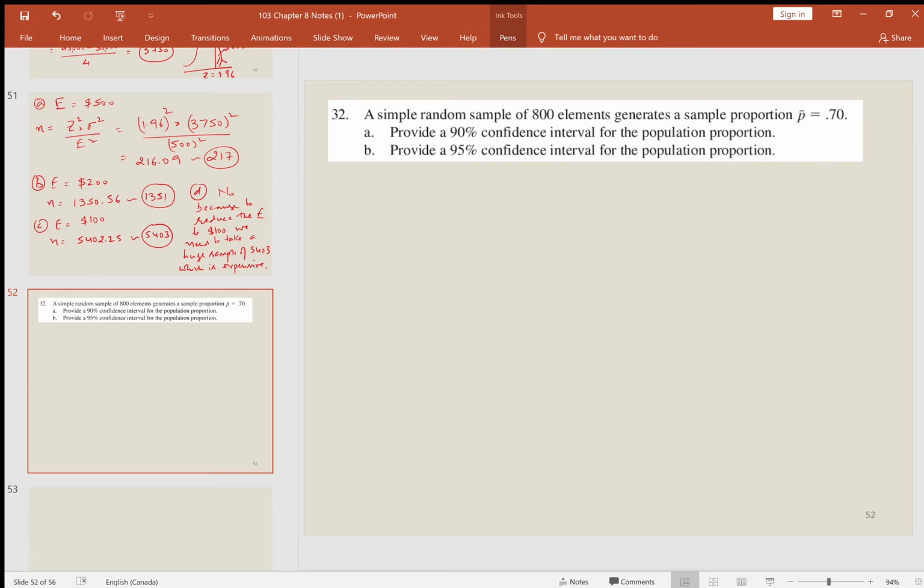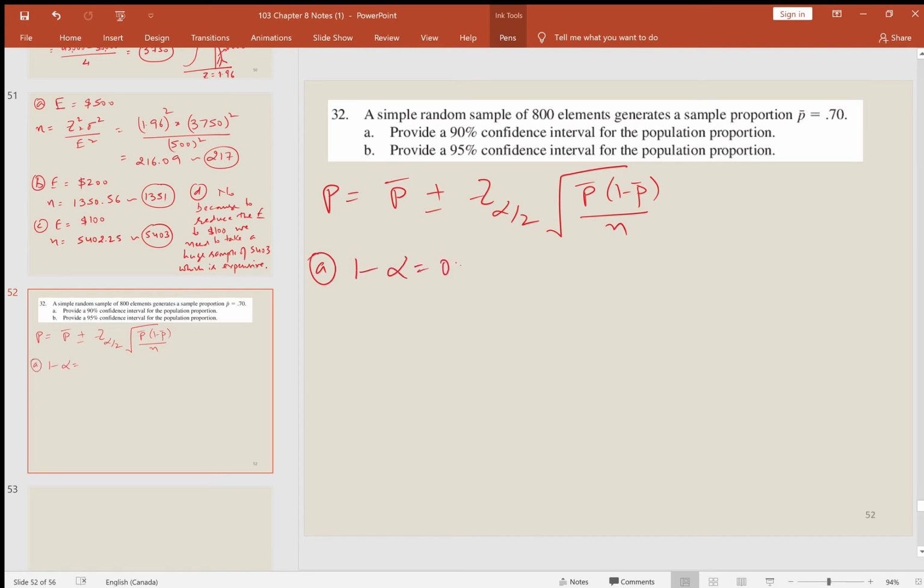Okay, so we know that the formula is p equals p bar plus or minus z alpha by 2 times the square root of p bar times 1 minus p bar divided by n. So in part A, 1 minus alpha is 0.90, the confidence level. So alpha is 1 minus 0.90 equals 0.10.